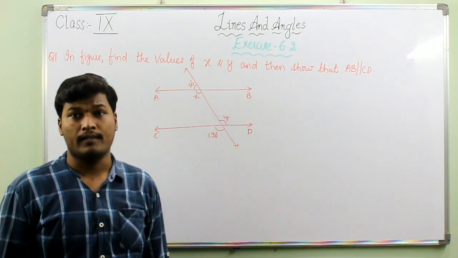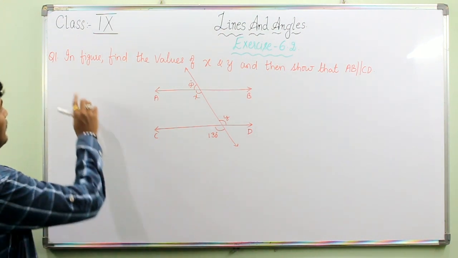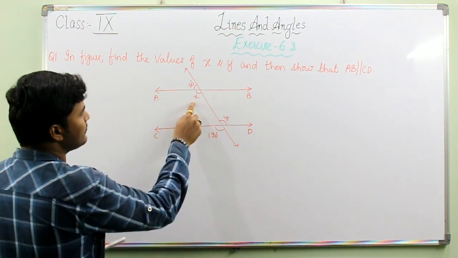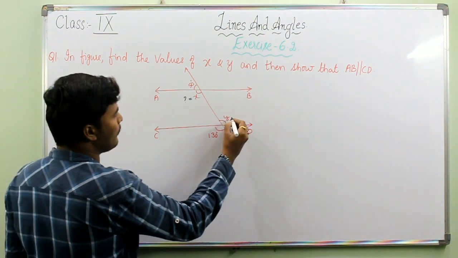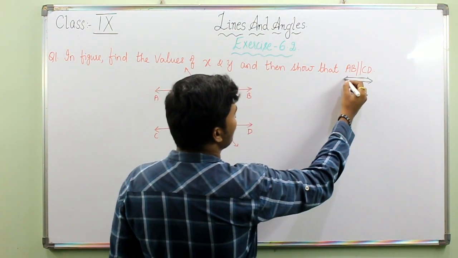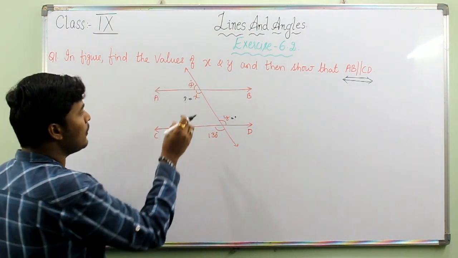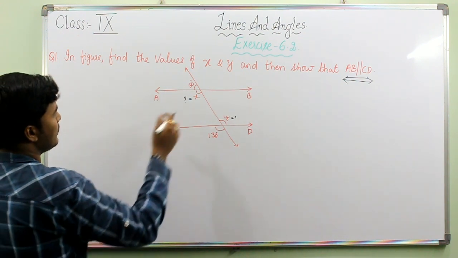Now let us solve exercise 6.2 problems. The first one: in the figure, find the values of x and y, and also we have to show that AB is parallel to CD.